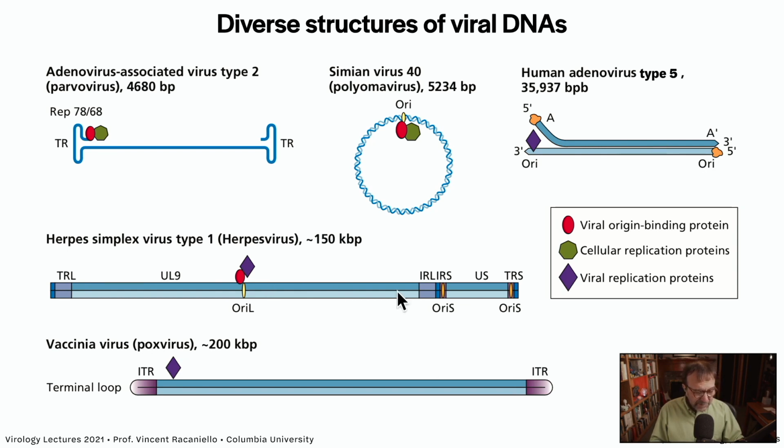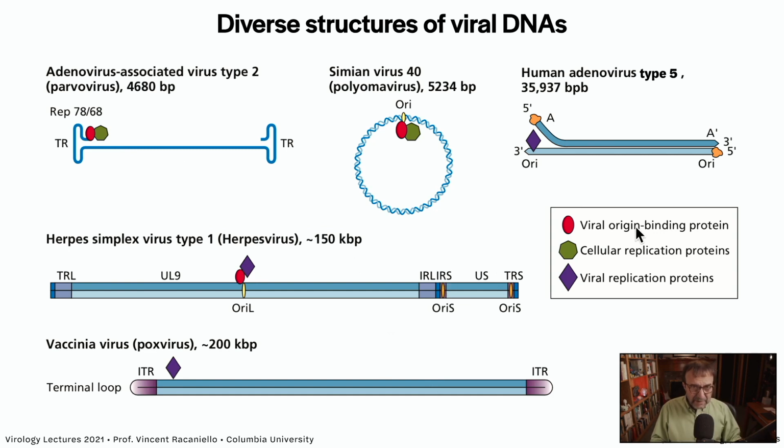Herpes simplex virus, double-stranded linear, and then vaccinia virus, 200,000 bases. And the DNA is double-stranded, but the ends are covalently joined. So if you denatured this DNA, if you separated the strands, it would be a single-stranded circle. Now, a key to our discussion today is going to be proteins that interact with these genomes.